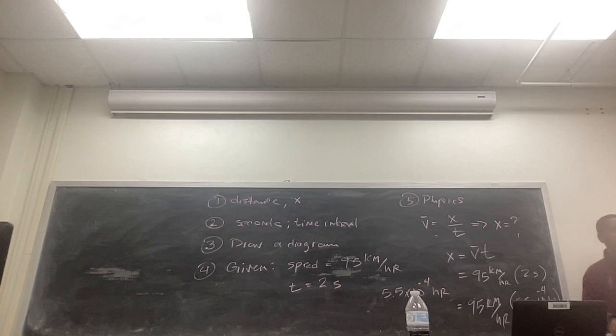I got 5.28. What is it? 5.28 times 10 to the negative 2? Yeah. 5.28 times 10 to the negative 2 kilometers per hour. Everybody agree with that?